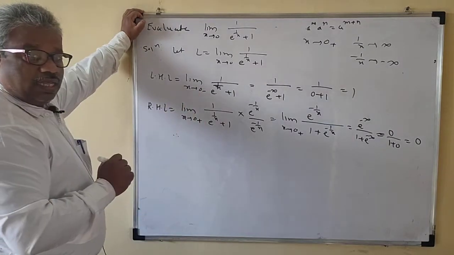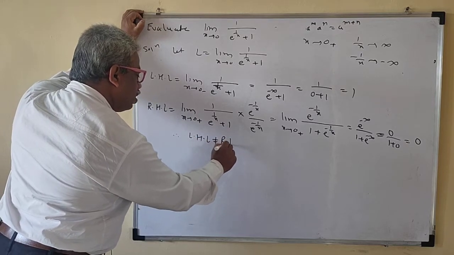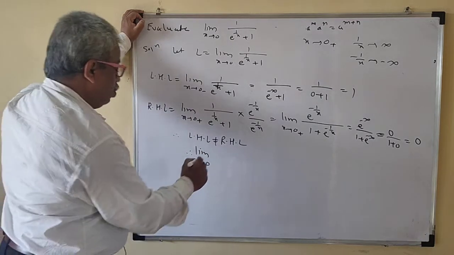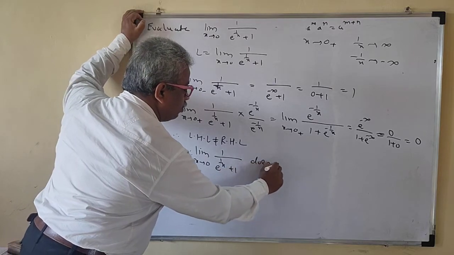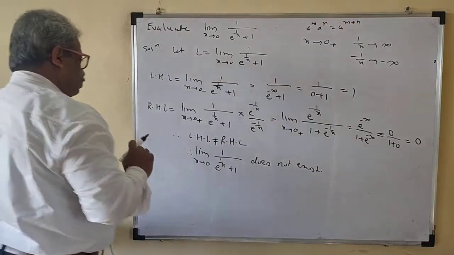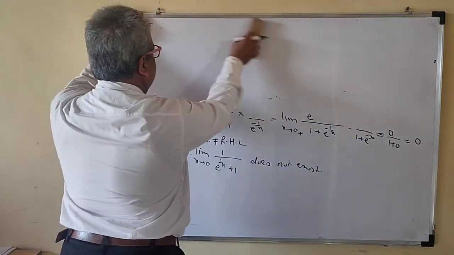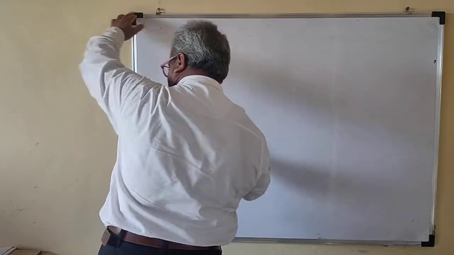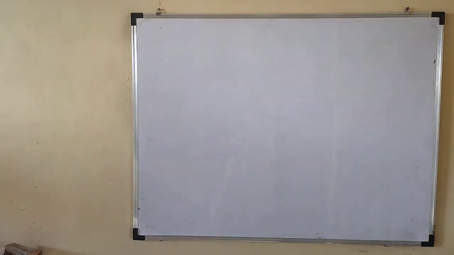Therefore your left hand limit is 1, right hand limit is 0. So that means left hand limit is not equal to right hand limit. Therefore limit x tends to 0 of 1 upon e raised to 1 upon x plus 1 does not exist. So this does not exist. We'll take the next problem.